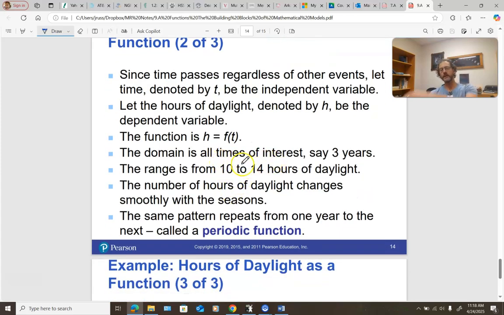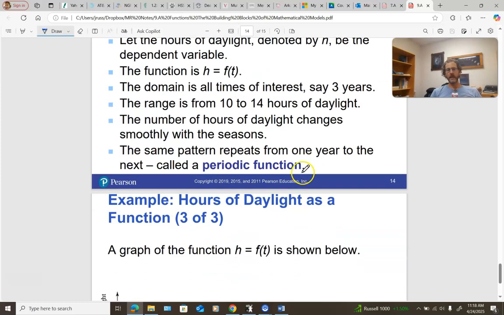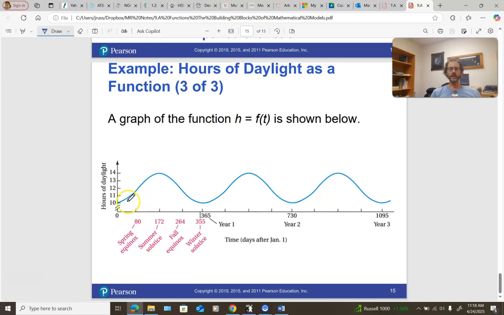And then the range would just be 10 to 14, because if what we're measuring is daylight, that variation is just going to go from a minimum of 10 all the way to a maximum of 14, and then that process is just going to repeat over and over and over. And when that process repeats, we get a function that looks like this, like a wave function. If you were to ever take a course in trigonometry, you would study functions of this nature. Let's talk about this one just for a second.